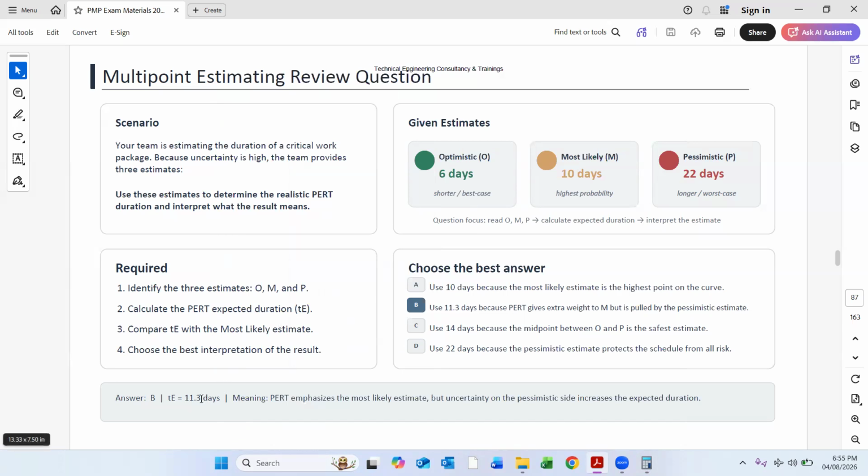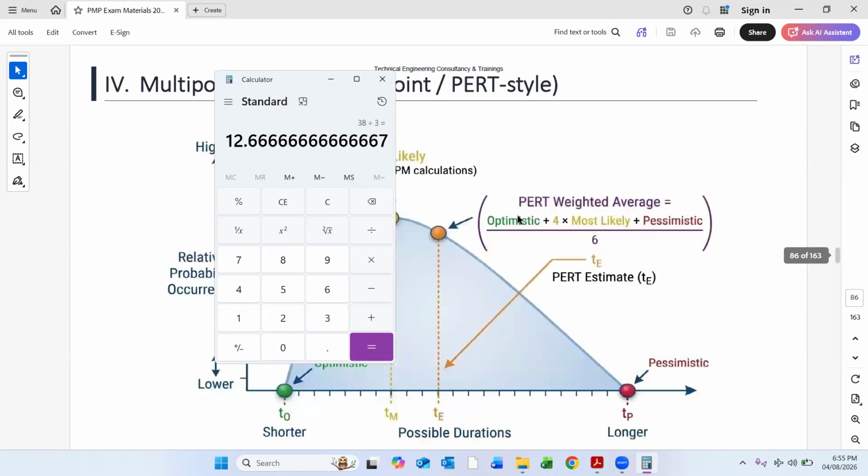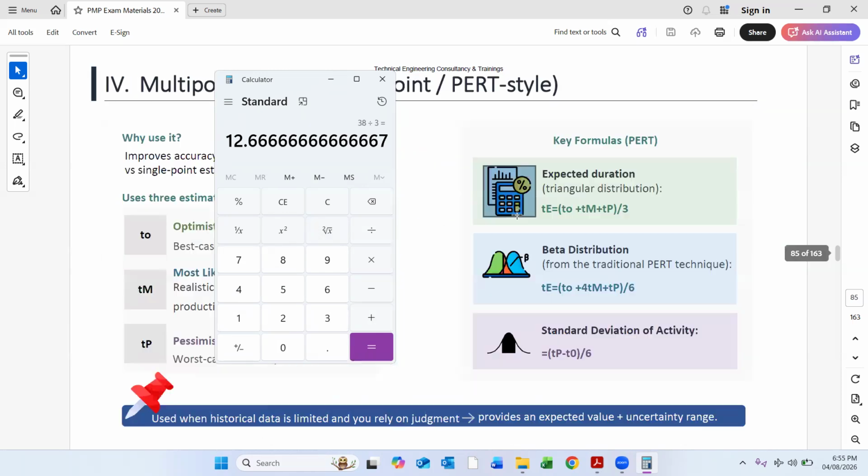But here the answer is 11.3 days. Yeah, that's why, sir. Because 6 plus 10 plus 22 means 32. 32 plus 6, 38. Then 38 divided by 3 is coming 12.6. 6 plus 10 plus 22, correct only, no? Then why?